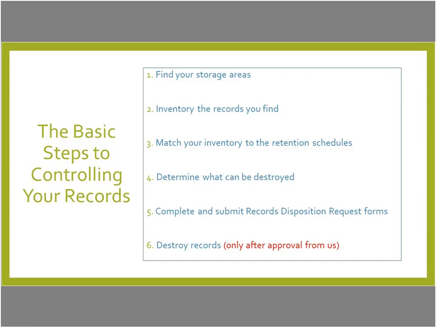So when you're trying to control your records, you have to first find out where they are, and then you have to inventory them. And the inventory is just a process of finding information about them, et cetera. You will then go on and match that inventory to your retention schedule. That means you say, here is this record, where is it in the retention schedule, what is its retention? Once you determine its retention, you can determine whether or not you can ask for it to be destroyed. And then you do that by completing one of our records disposition request forms, which I'll call RDRs from now on. I know it sounds like laughing. And then you can finally destroy records.